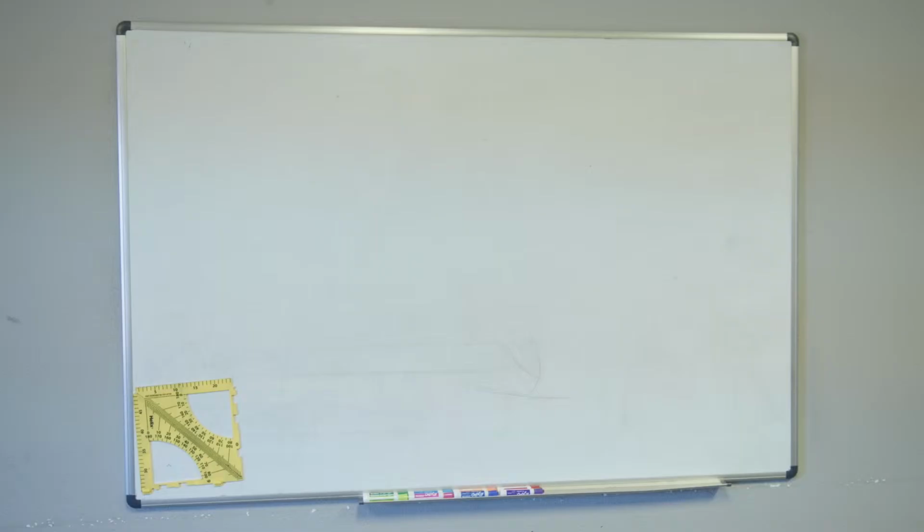And then we can just put a random point in the parent function. Okay, so what is the parent function? x minus h, quantity squared, equals 4p times y minus k.